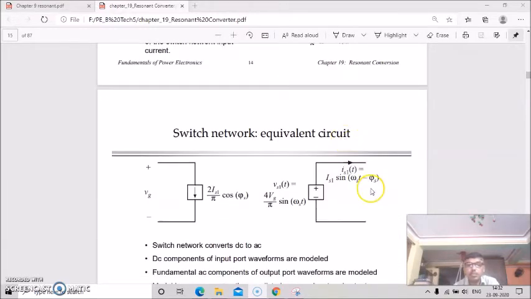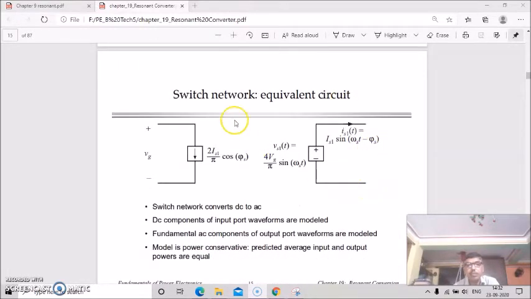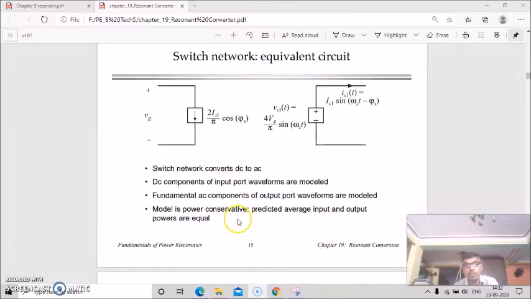So the switch network equivalent circuit. This is the switch network, and this is the equivalent circuit. The switch network converts DC to AC. DC components of input port waveforms are modeled. Fundamental AC components of output port waveforms are modeled, and the model is power conservative.